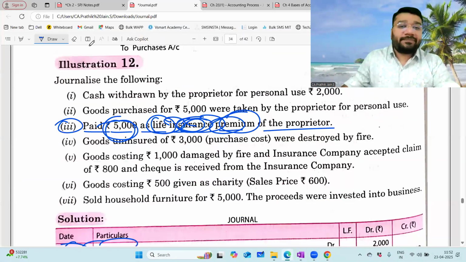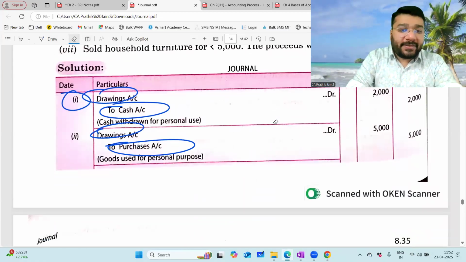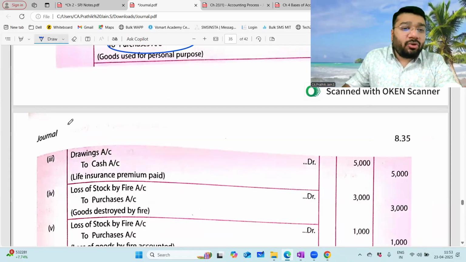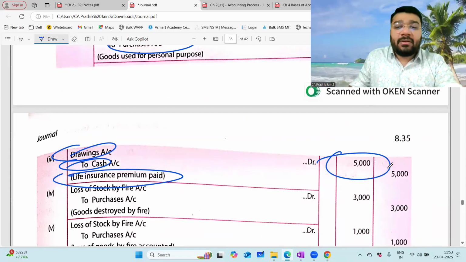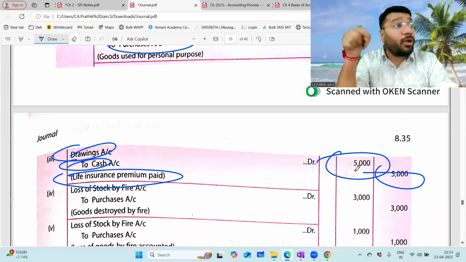Any problem here? Online people, any problem here? No, sir. So drawings account debit to cash account, life insurance premium paid. Is the logic clear why it has gone to the drawings account and not to an expenditure account? Is the logic clear to all of you?